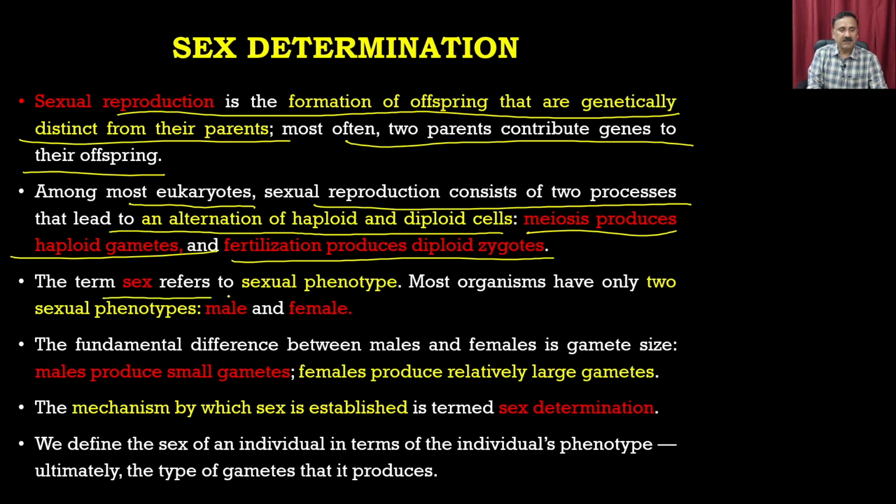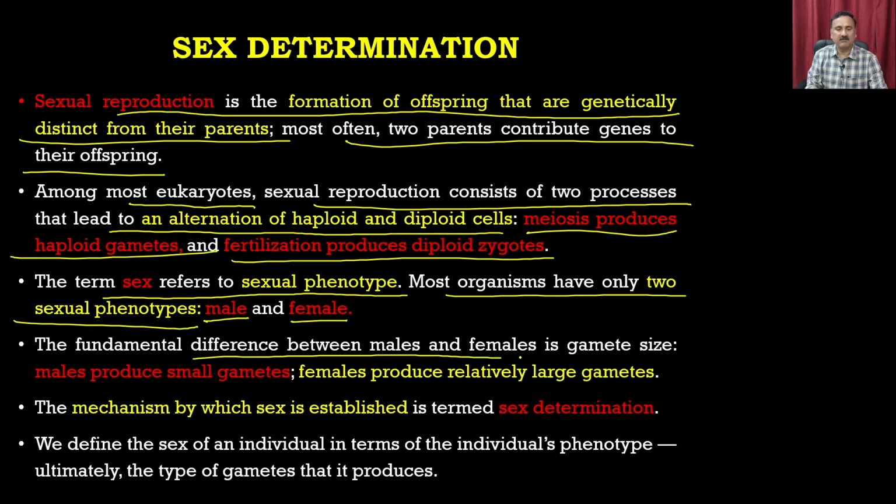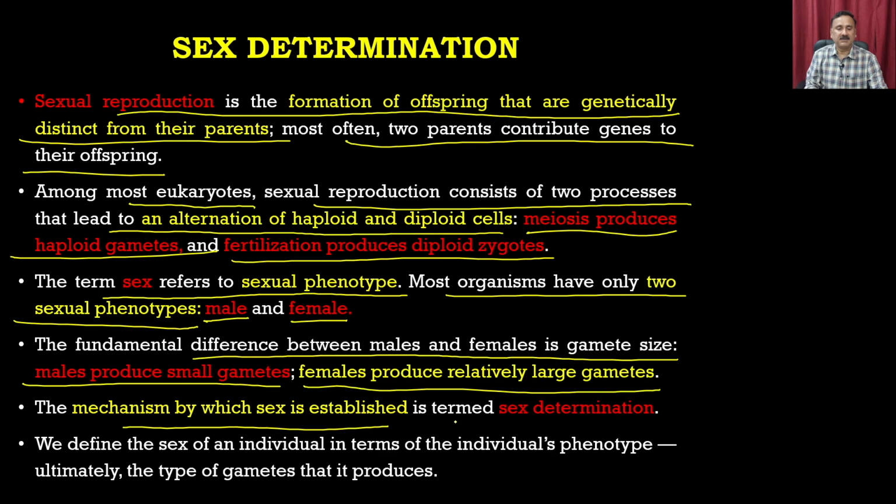The term sex refers to the sexual phenotype. Most organisms only have two sexual phenotypes, that is male and female. The fundamental difference between male and female is the gamete size. The male produces the small gamete, which is called sperm in the case of humans, and the female produces the relatively large gamete, which is called egg. The mechanism by which the sex is established is sex determination.